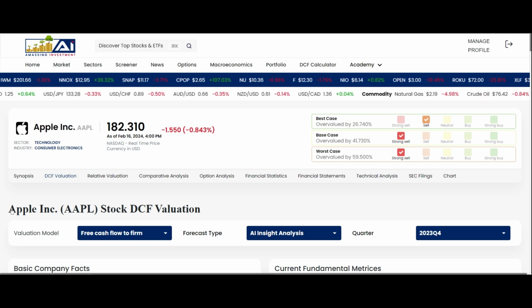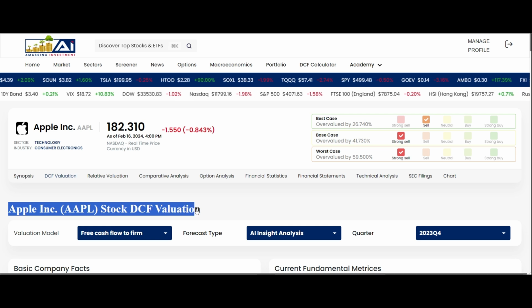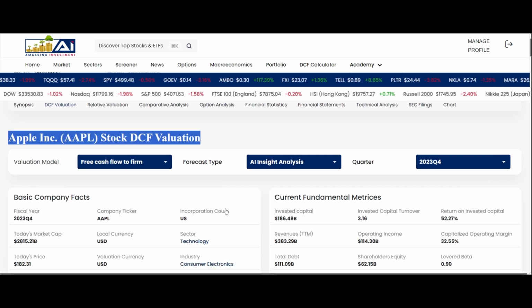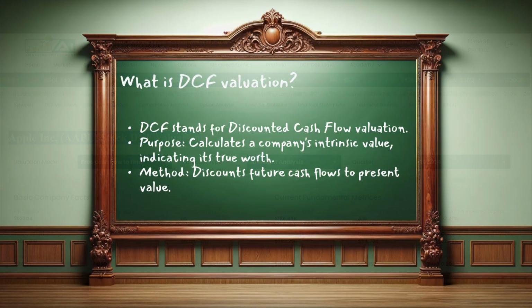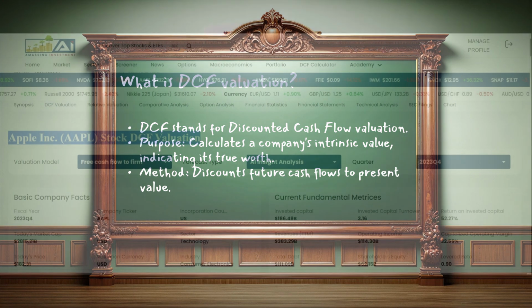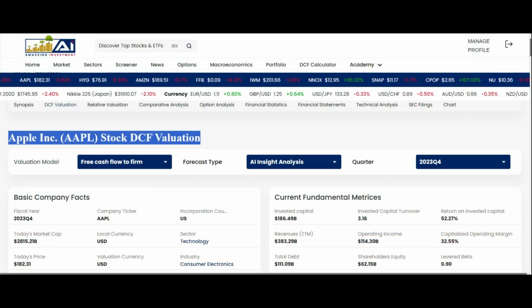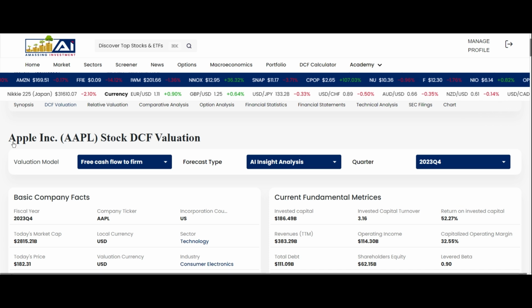Let's embark on this insightful journey into the intrinsic value of Apple stock, equipped with one of the most respected methodologies in the field. The first question many of you might have is, what is DCF valuation? So let's put it this way: DCF, or discounted cash flow valuation, is a method used to calculate a company's intrinsic value, which represents its true worth. This is done by discounting the company's future cash flows to their present value.